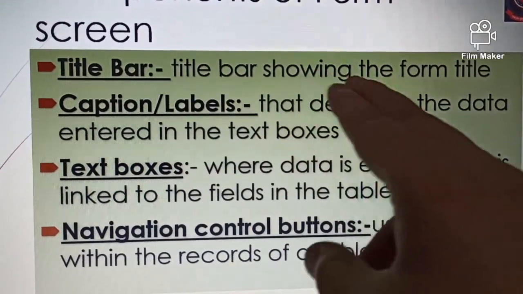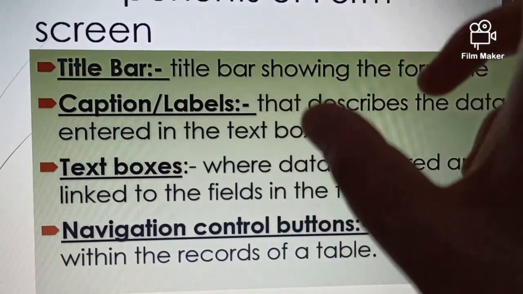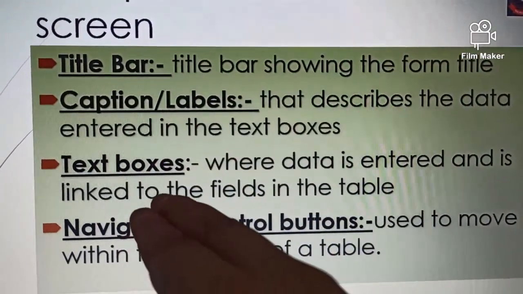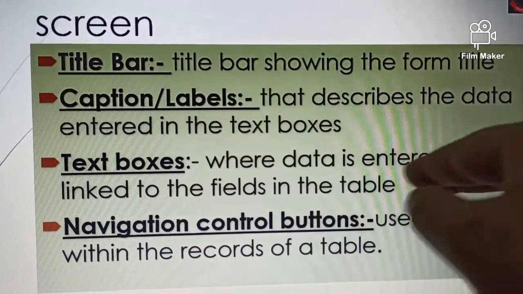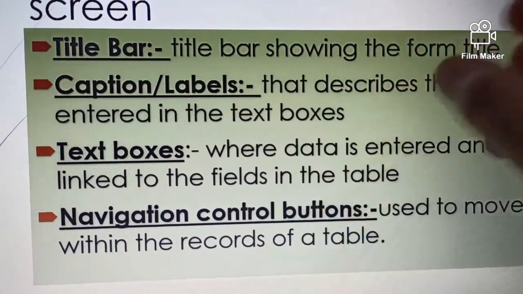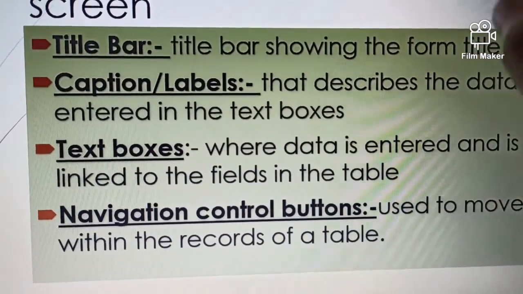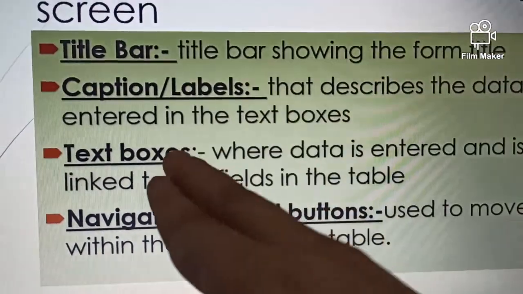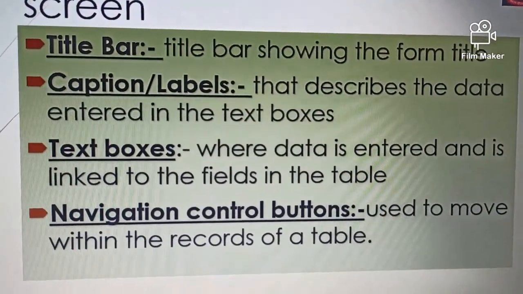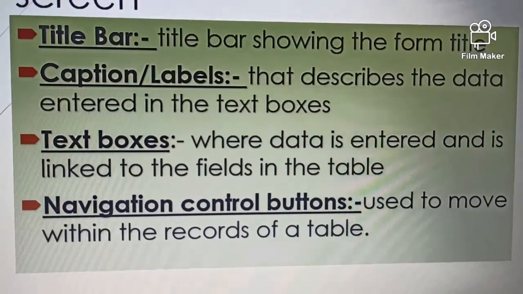text box, meaning in which data field I have to enter which data, that is represented by the caption. Okay, then comes the data text boxes, meaning the fields where data is entered and which are linked to the fields in the table, meaning where a user has to click and then enter the data. That particular field is called the text box. And the text box is linked to the field in the table.